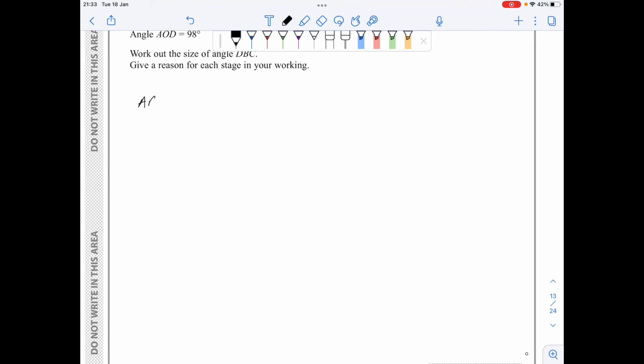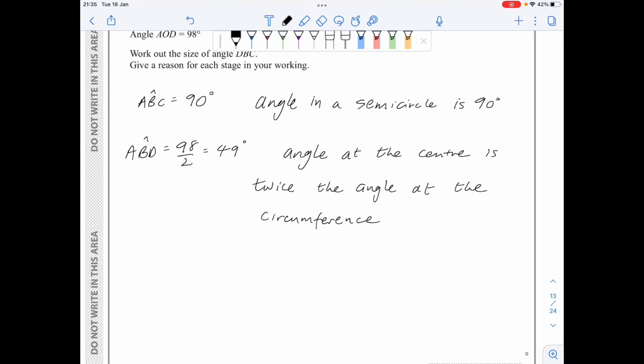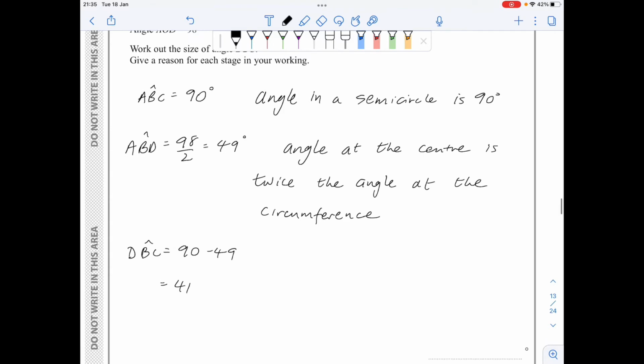So ABC is equal to 90 degrees because angle in a semicircle is 90 degrees. Then I'll find ABD, which is 98 divided by 2, which is 49. And the reason is that angle at the center is twice the angle at the circumference. And finally, angle DBC is equal to 90 minus 49, which gives me 41.